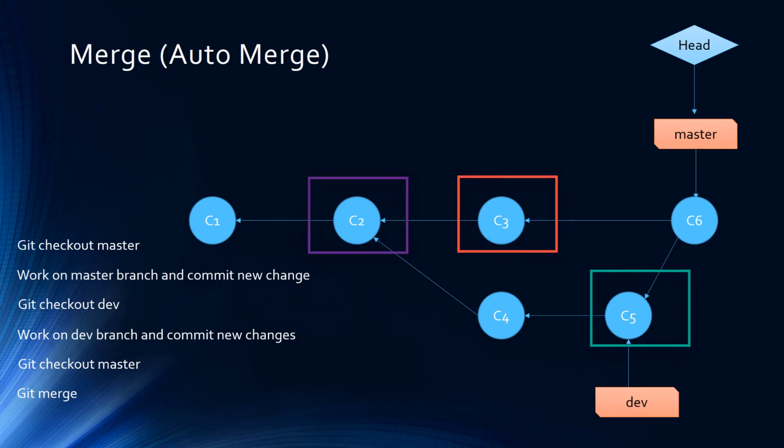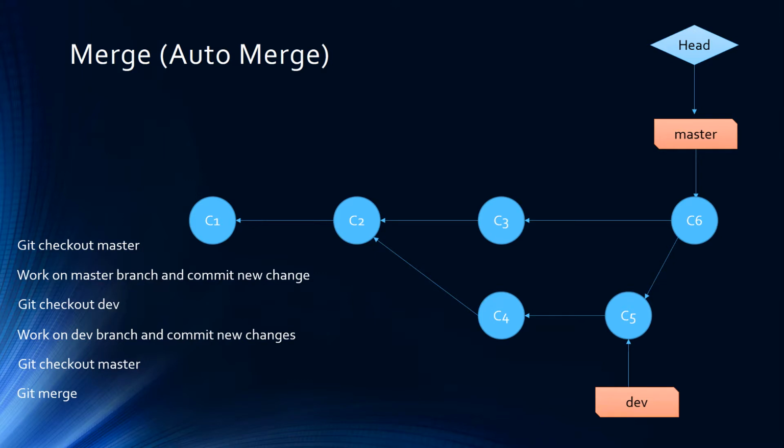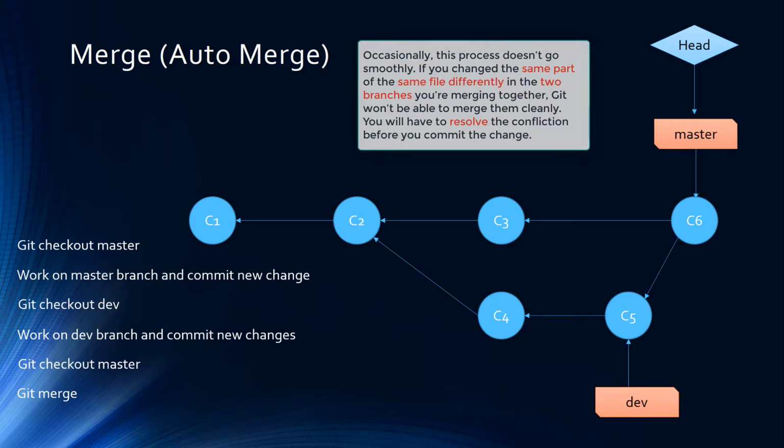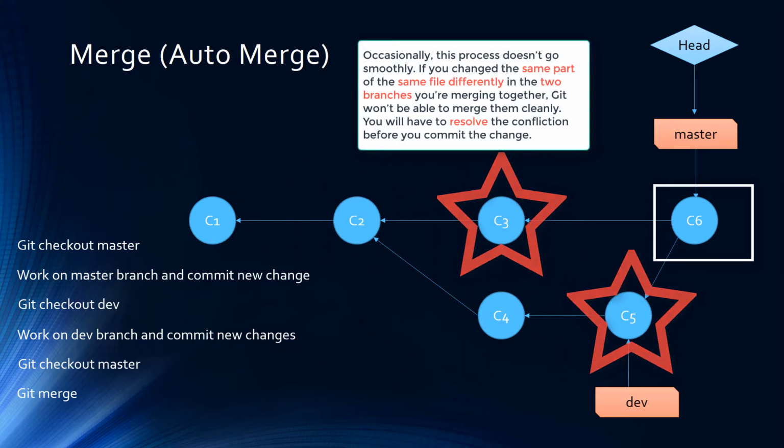Instead of just moving the branch pointer forward, Git creates a new snapshot that results from this three-way merge and automatically creates a new commit, C6, that points to it. This is referred to as a merge commit, and is special in that it has more than one parent, C3 and C5.